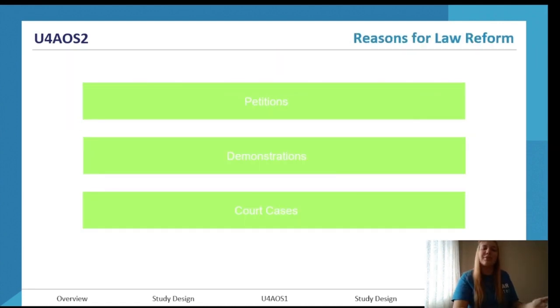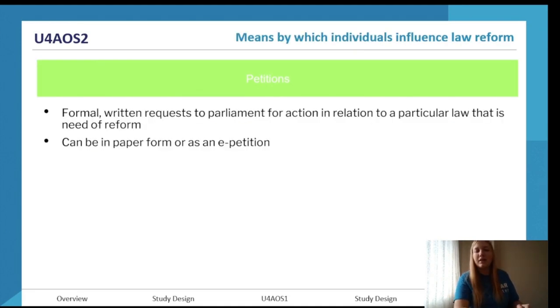Now, how do the people influence law reform? These are ways that the public can influence a change in the law: by petitions or demonstrations, and then court cases. In terms of petitions, these are simply formal or written requests to Parliament to take action in relation to a law in need of reform.